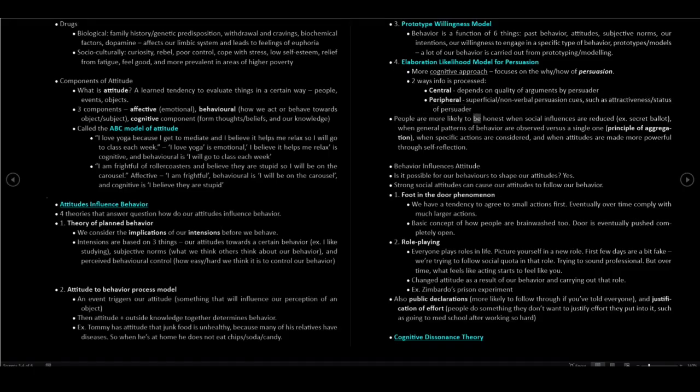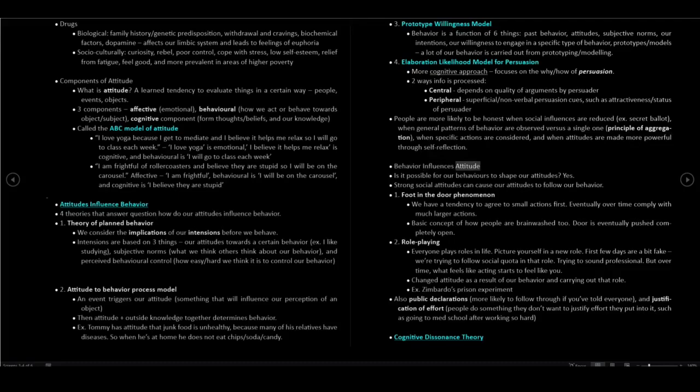People are more likely to be honest when social influences are reduced, such as a secret ballot, when general patterns of behavior are observed versus a single one, the principle of aggregation, when specific actions are considered, and when attitudes are made more powerful through self-reflection.